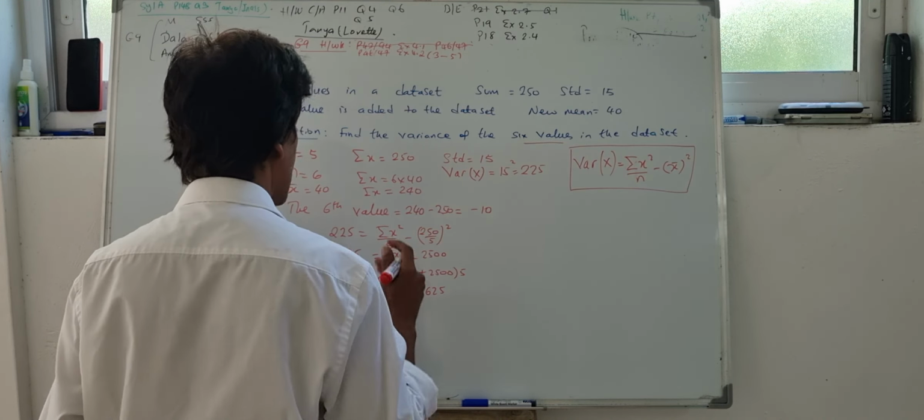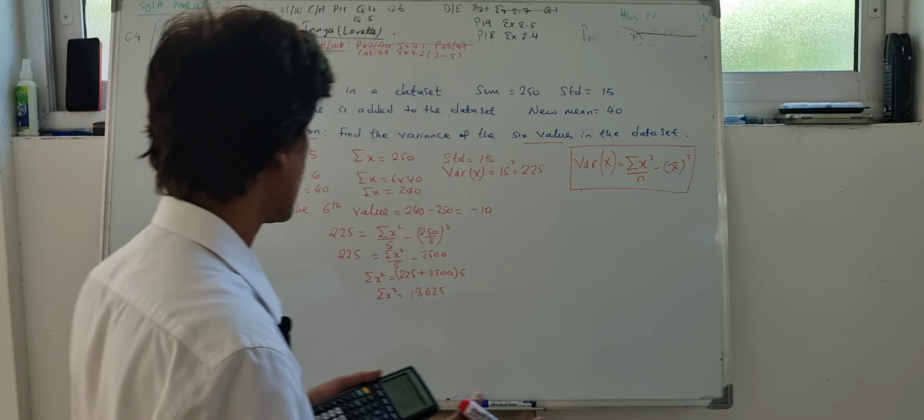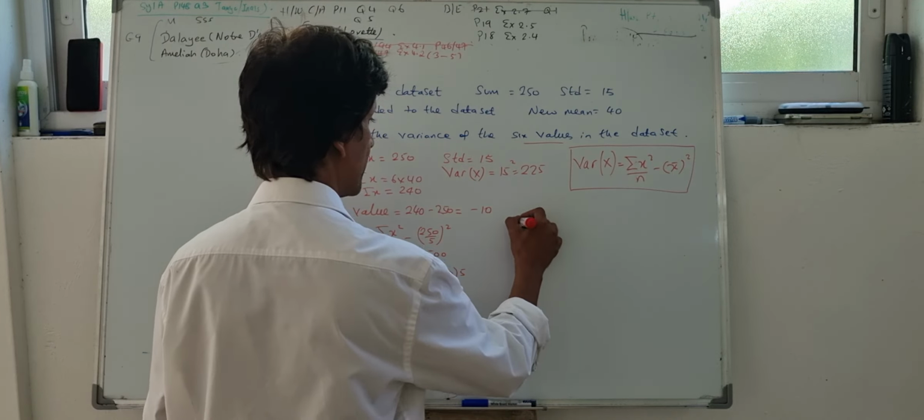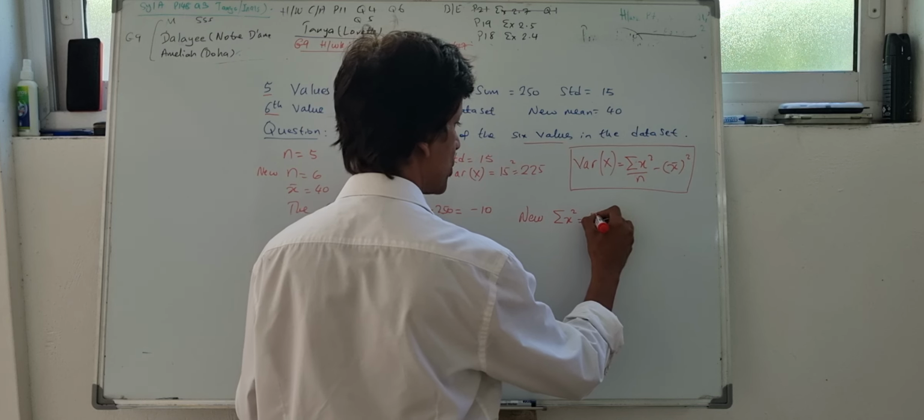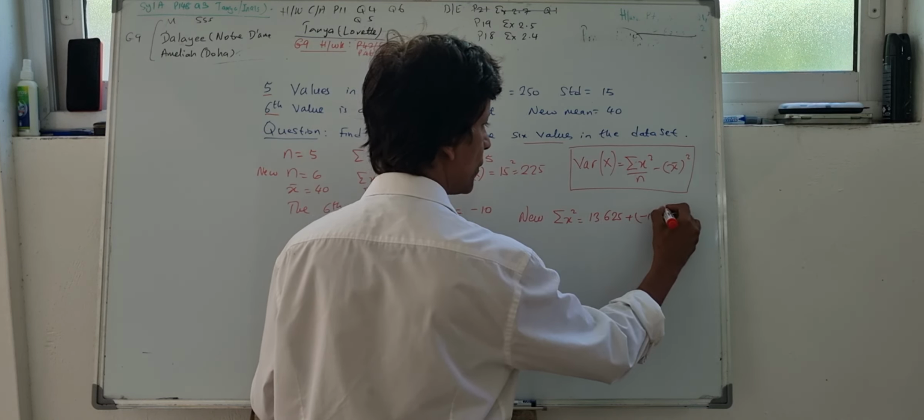The reason I was after this summation of x squared is because I want to find the new summation of x squared, since the new value was added. Remember, if a new value is added and you want the summation of x squared including that new value, you must square that new value. So the new summation of x squared is the old one, 13,625, plus the new value squared. Negative 10 squared is 100, so we add 100 and it turns out to be 13,725.